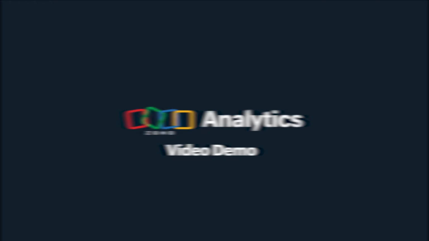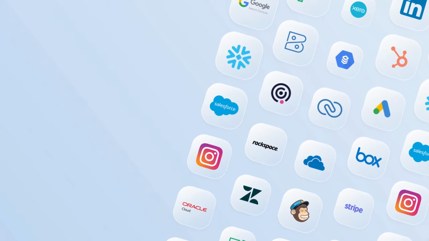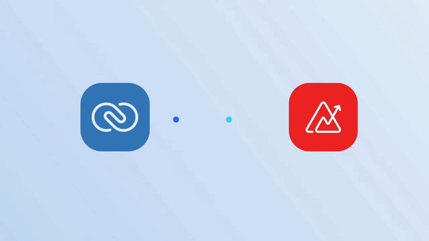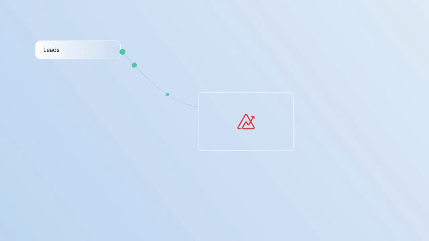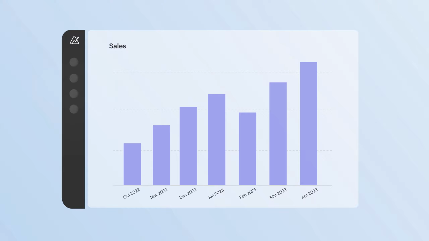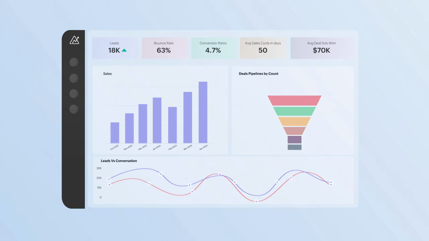In this video, we will see how to set up the Zoho CRM Advanced Analytics connector. The Zoho CRM Advanced Analytics connector allows you to synchronize your Zoho CRM data with Zoho Analytics seamlessly, actively manage your sales pipeline, optimize your sales marketing execution, and do much more. You can easily create powerful reports and dashboards to track your key sales performance indicators. It enables you to visually slice and dice the CRM data in the way you want.